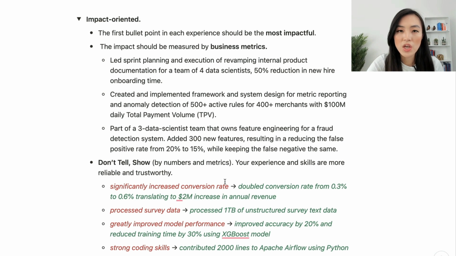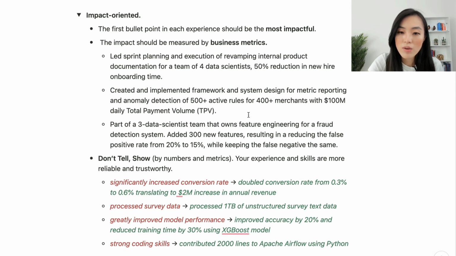The first bullet point in each experience should be the most impactful one, and the impact should be measured by business metrics. Here we have 3 good examples. Led sprint planning and execution of revamping internal product documentation for a team of 4 data scientists, 50% reduction in new hire onboarding time. Created and implemented framework and system design for metric reporting and anomaly detection of 500+ active rules for 400+ merchants with $100 million daily total payment volume, TPV.